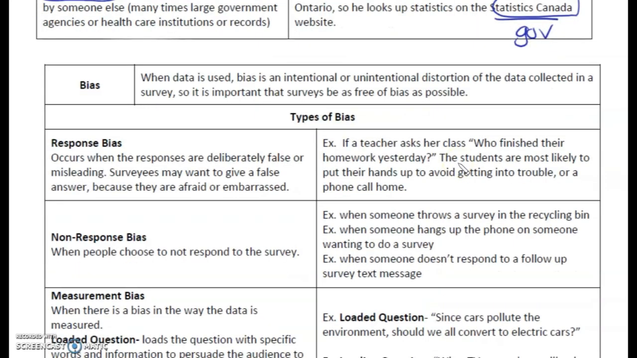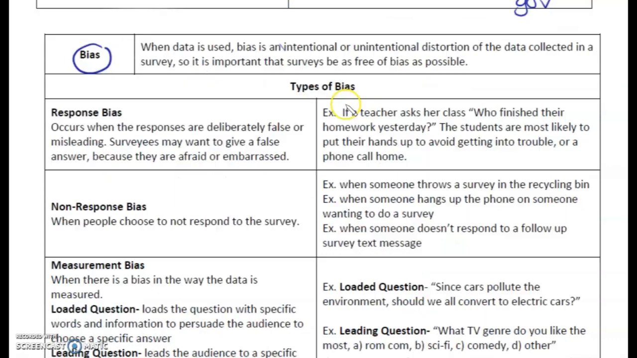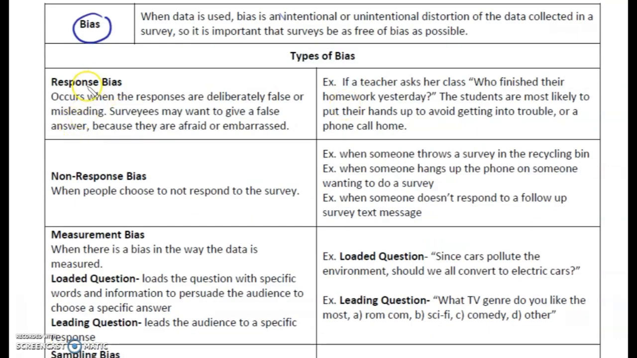Okay, now let's talk about bias. What is a bias? When data is used, bias is an intentional or unintentional distortion of the data collected in a survey. So it's important that surveys be as free of bias as possible. So we do our best to not incorporate any biases. There's always going to be some bias, but we try to minimize that. And here are our specific types of biases.